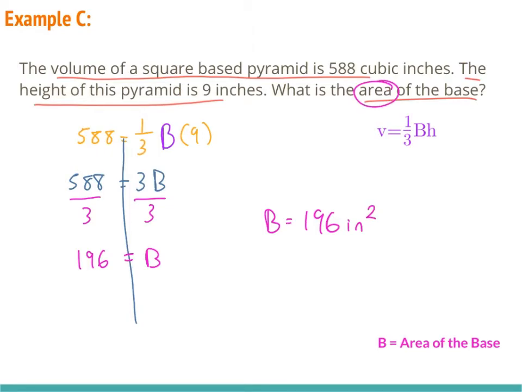So remember, it's important to match the units to the thing that you're talking about. Area gets squared, volume gets cubed, everything else just gets normal units. Now let's take a look at example D.